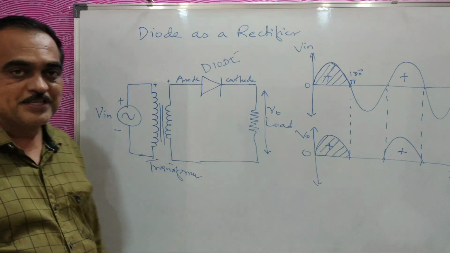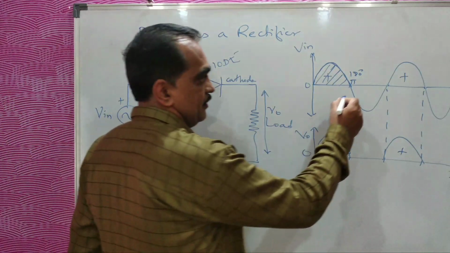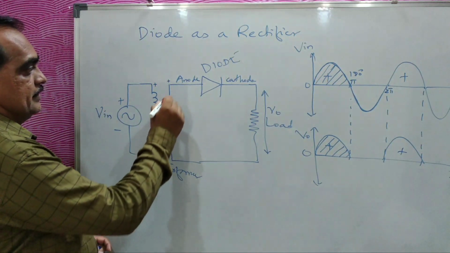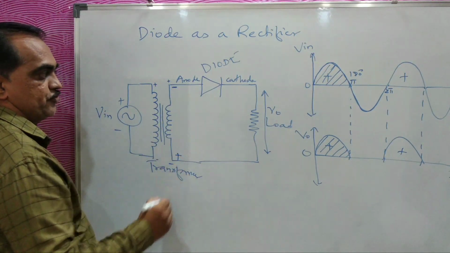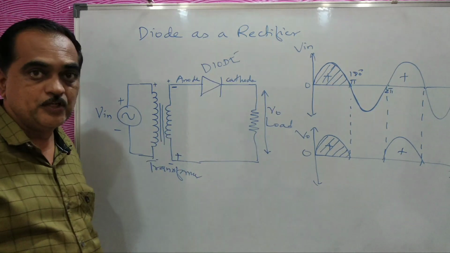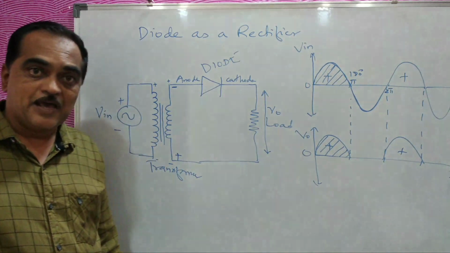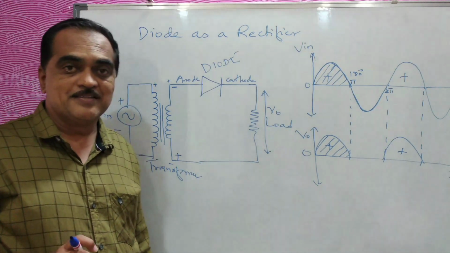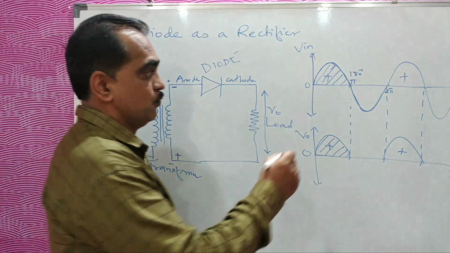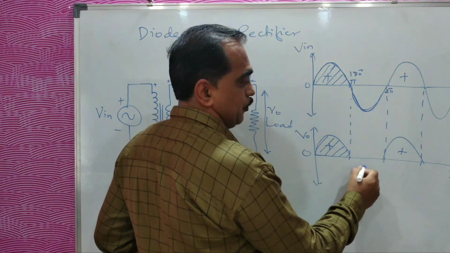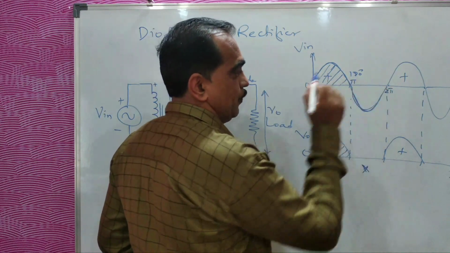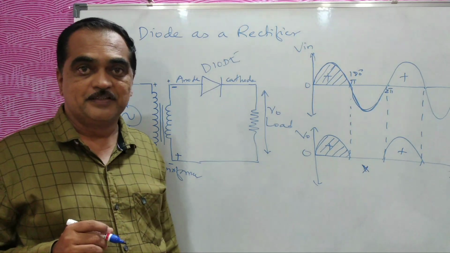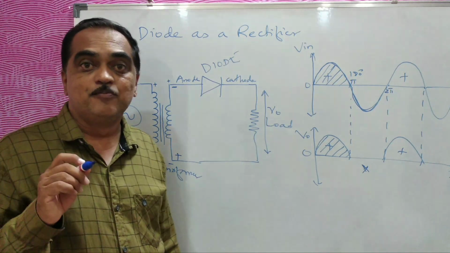Similarly, when the input comes as negative half cycle, that is from 180 degrees to 360, from pi to 2 pi, this point becomes negative and this point becomes positive. That means anode becomes negative with respect to cathode, and in that case it is reverse bias for the diode, and in reverse bias the diode will not conduct. Whatever input you have here will not come to the output. So only when the input is positive half cycle, the output will be a positive half cycle. But when the input is negative half cycle, there will be no output.